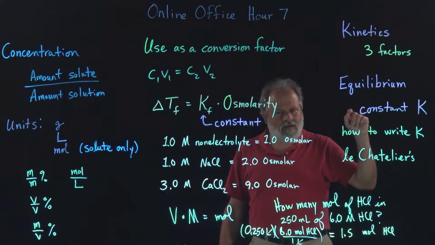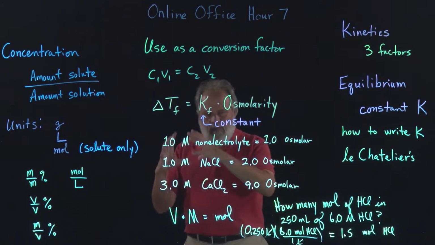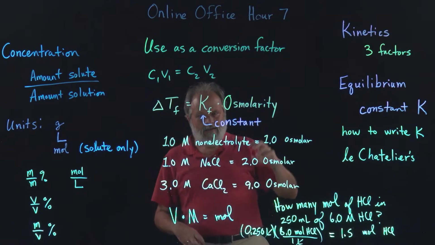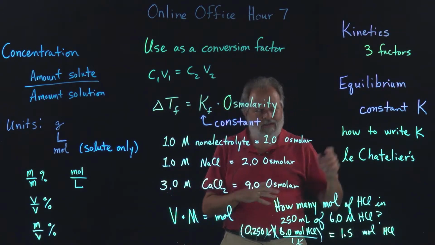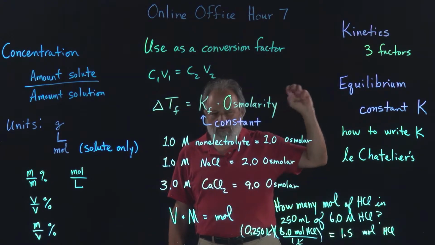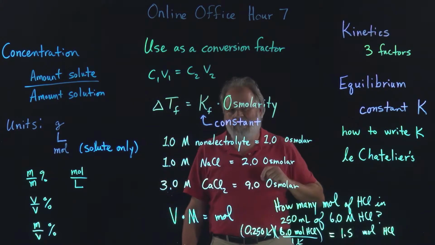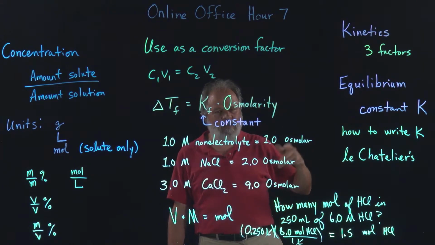Then learn how to write the equilibrium constant, K. It's really quite simple. There's a page in the book that says, here, if you have these coefficients in your balanced reaction, these coefficients become the powers in the equilibrium constant. The main thing to remember there is that the products are in the numerator and the reactants are in the denominator of this equilibrium constant. That's the most common error.